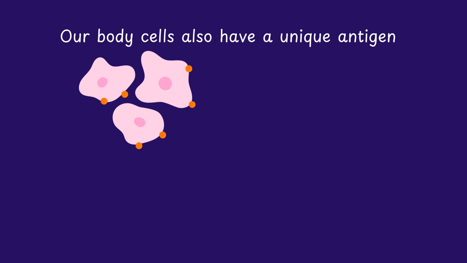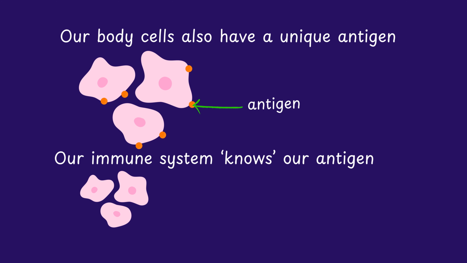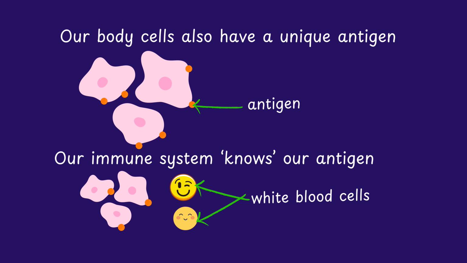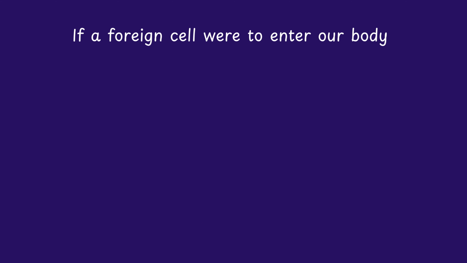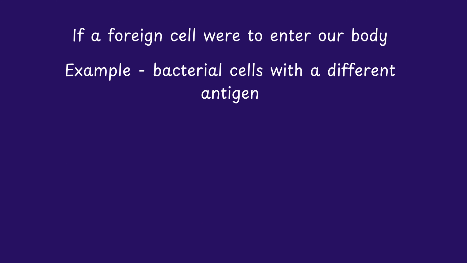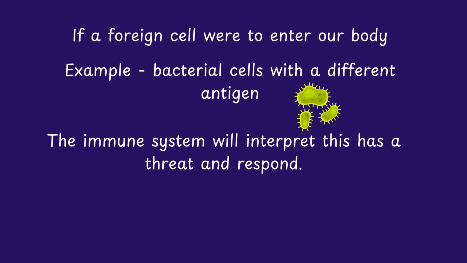Our body cells also have a unique antigen. So if these are cells from an individual's body, these orange circles now represent the antigen. Our immune system knows our antigen, right? So those are orange circles representing our antigen. These are the white blood cells of our immune system, and they are happy because they're in contact with antigens that they know. If a foreign cell were to enter our body, for example, bacterial cells with a different antigen, the immune system will interpret this as a threat and respond.